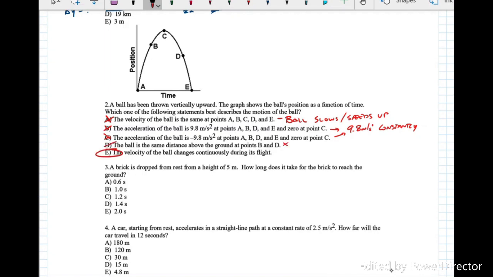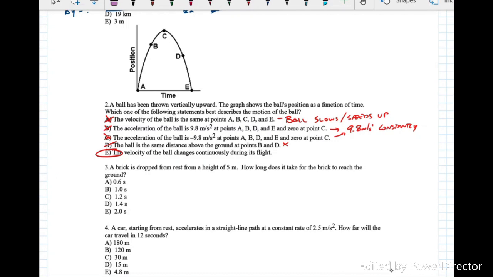The ball is the same distance above the ground at points B and D. You can look on the graph and see that they don't have the same position, so it's not the same distance above the ground. The velocity of the ball changes during its flight. That's what's happening. It's slowing down on the way up, stopping and turning around, speeding up on the way back. That velocity is changing constantly.